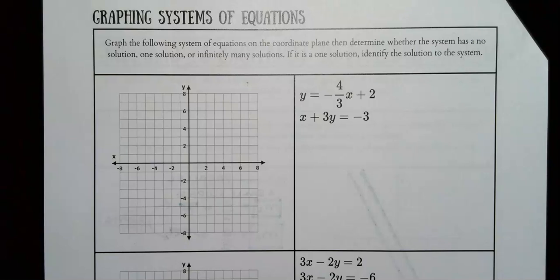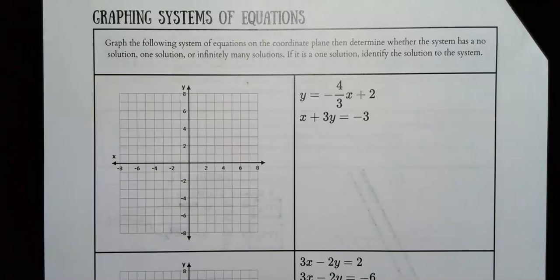Hello everyone, in this video we are going to continue the conversation on graphing systems of equations and determining their solution. In the previous video we talked about how we have three different kinds of solutions. We can either have no solution, one solution, or infinitely many. And we talked about what would be the key pieces to identify those solutions. So let's go ahead and start graphing some of these out.